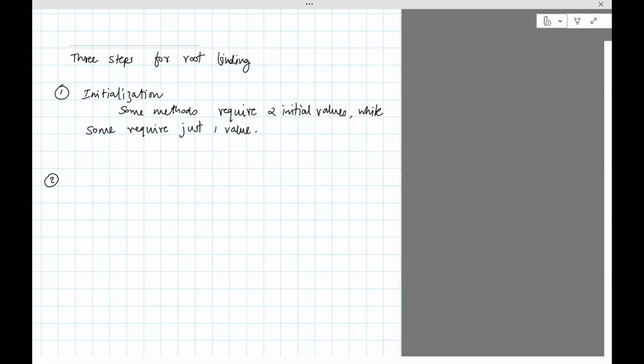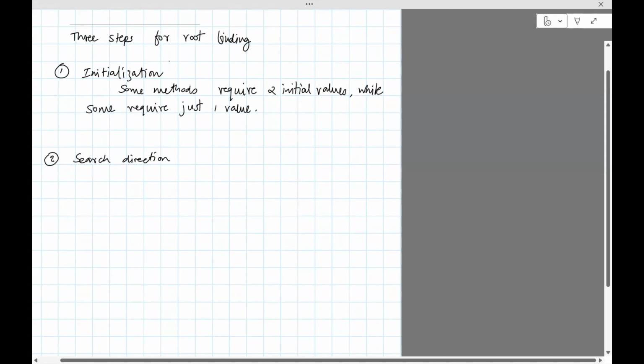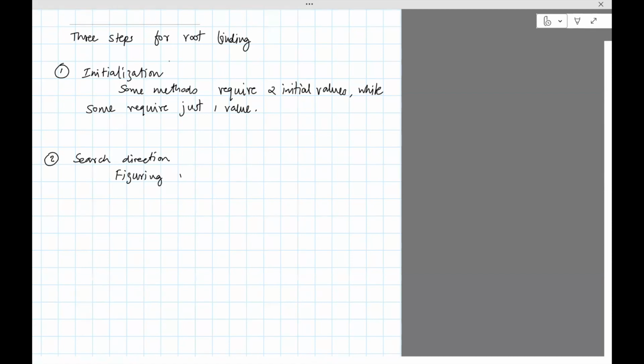The second step is to have a search direction. Okay, this step is figuring out what is the next best guess to continue the iterative search.